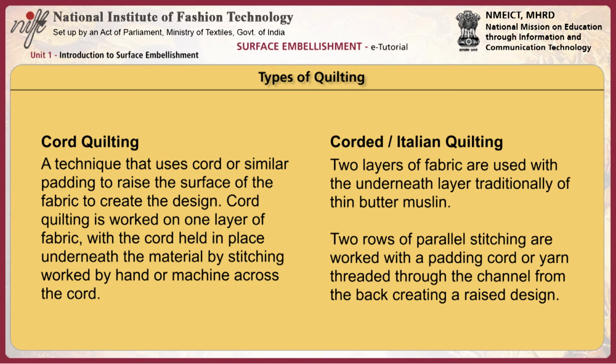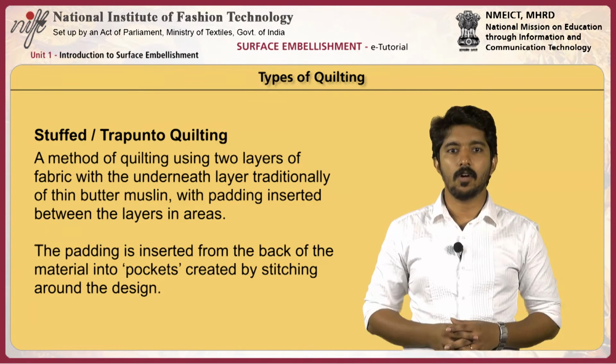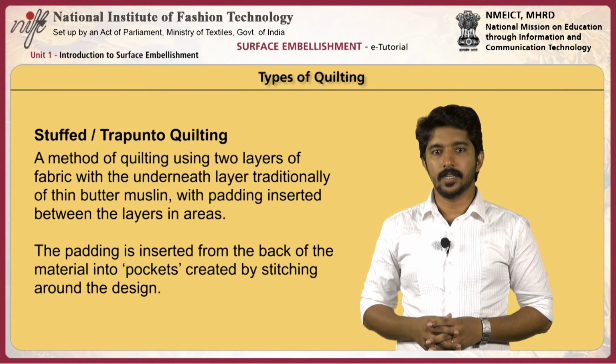In the corded or the Italian quilting technique, two layers of fabrics are used with the underneath layer, traditionally thin butter muslin. Two rows of parallel stitches are worked with a padding cord or yarn threaded through the channel from the back, creating the raised design.